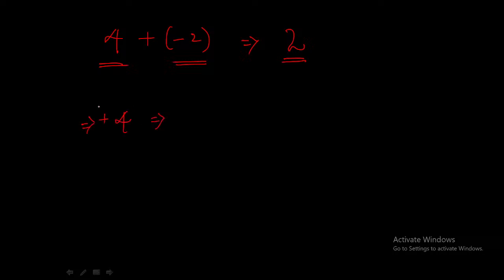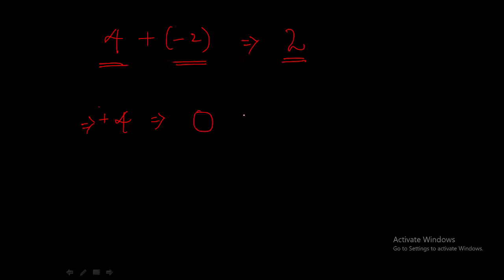Now, if we have the case 4 plus minus 2, we have to add these two numbers, 4 and minus 2. The output is equal to 2. Now how to write this? First we should represent the numbers in 1's complement form. Plus 4 is written as it is, since it is a positive number and there is no change in the 1's complement representation.